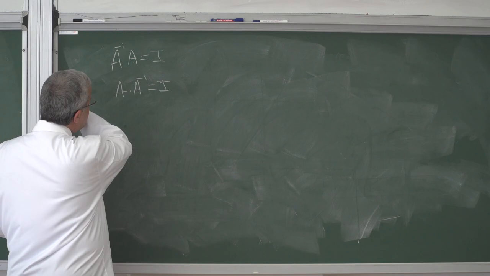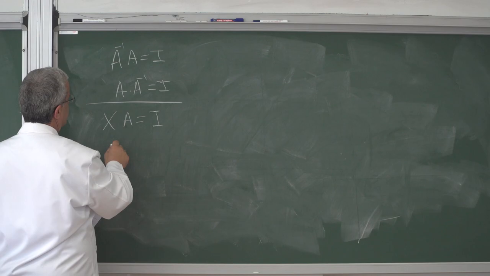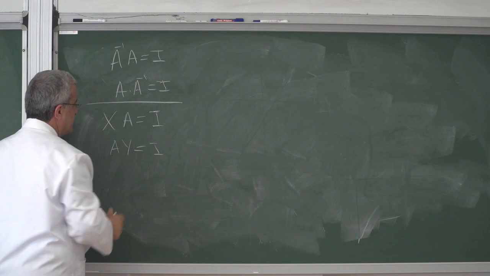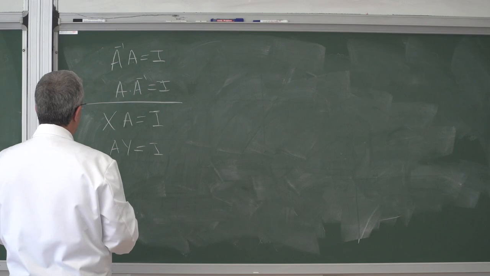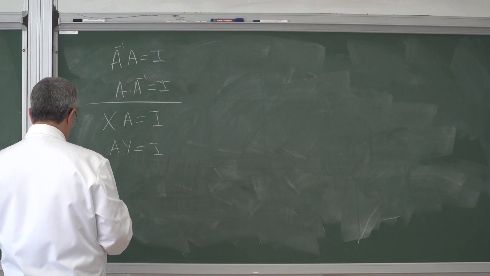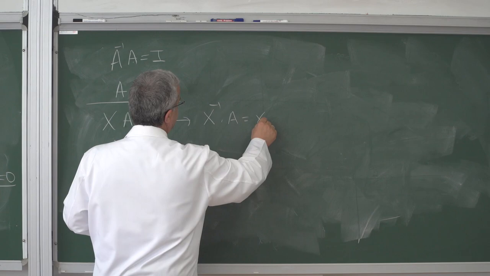So let's call left inverse X, and let's call right inverse Y, as if left inverse and right inverse, let's assume they can be different, okay? So in this case, what would you have if you multiply both sides by X inverse? Then you have A is equal to X inverse. So this would give you A is equal to X inverse, right?